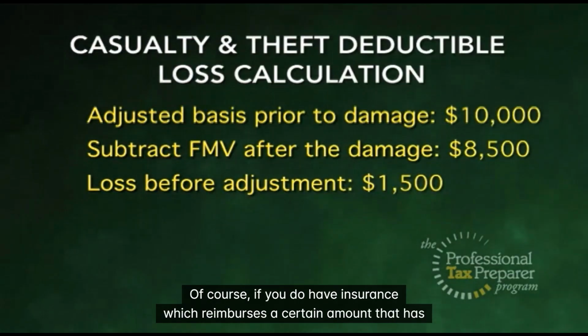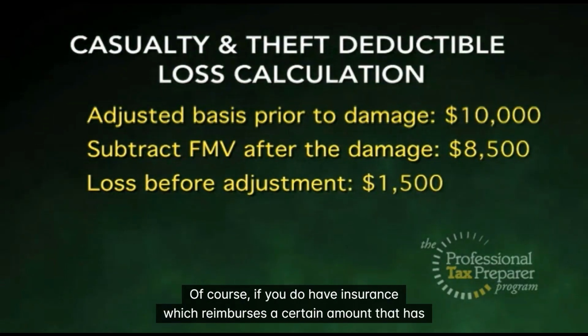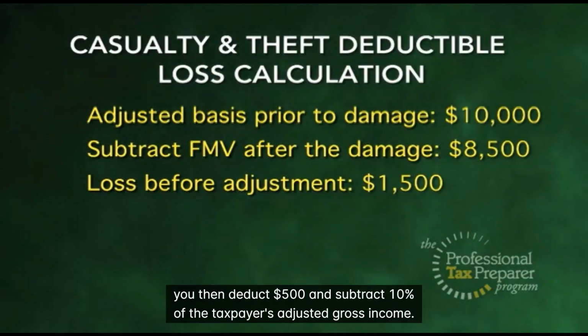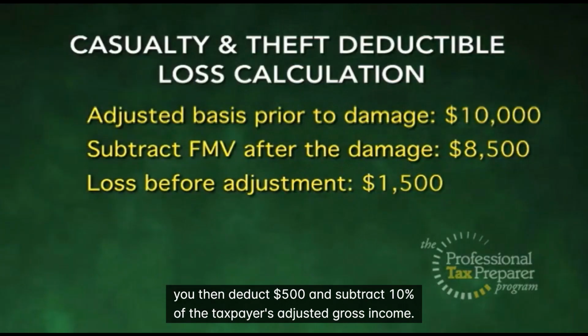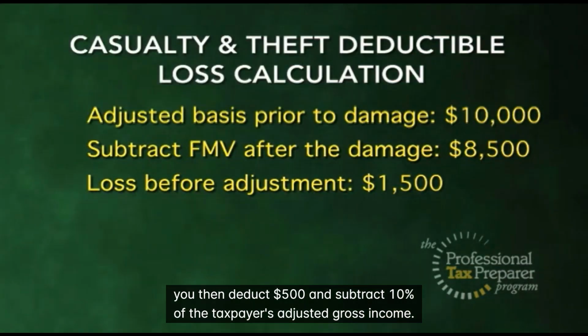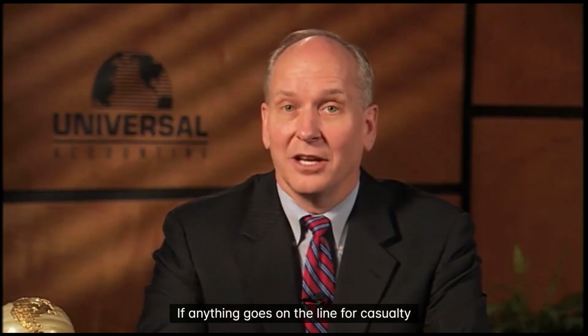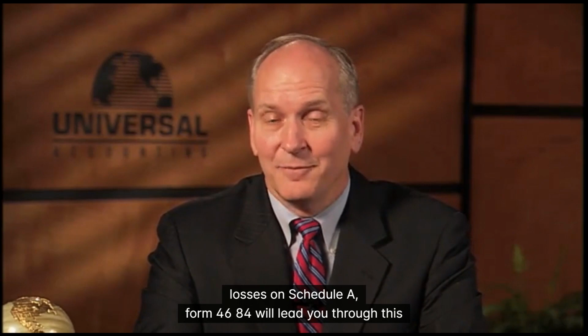Of course, if you do have insurance, which reimburses a certain amount, that has to be deducted from the damage amount. After doing all this, you then deduct $500 and subtract 10% of the taxpayer's adjusted gross income. Whatever is left, if anything, goes on the line for casualty losses on Schedule A.